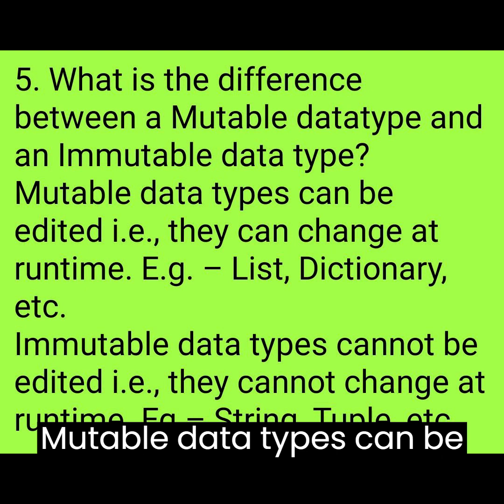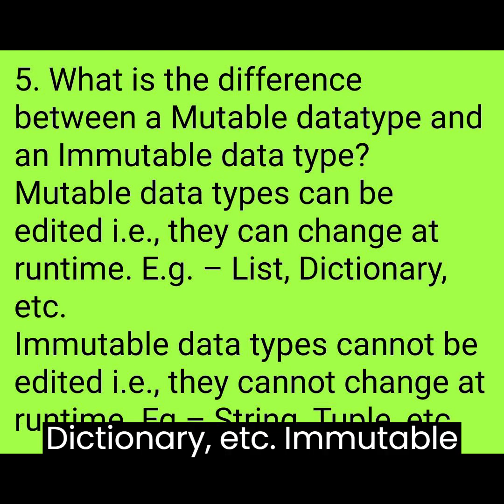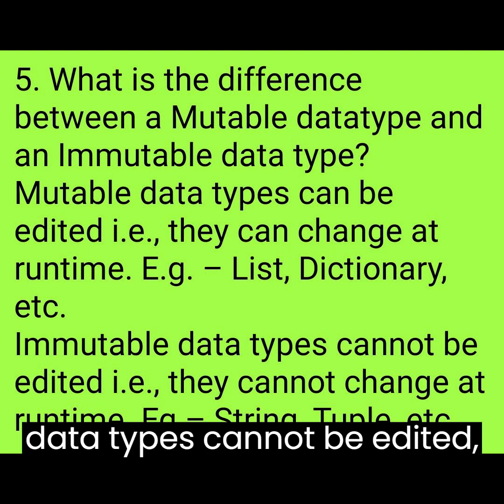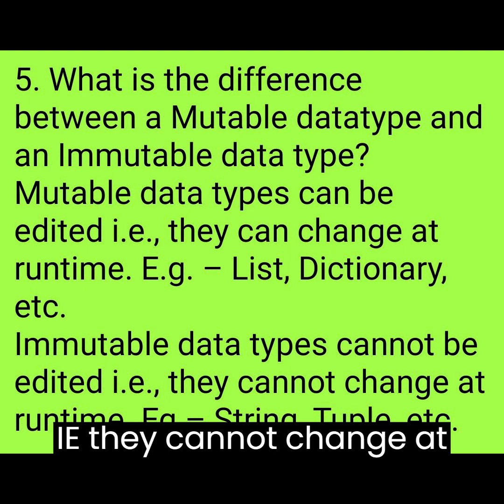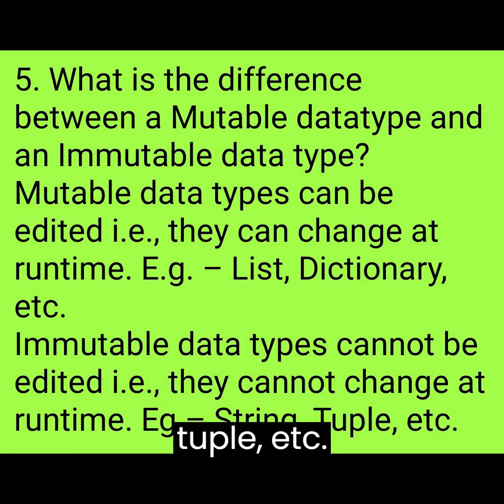Mutable data types can be edited, i.e., they can change at runtime, e.g., list, dictionary, etc. Immutable data types cannot be edited, i.e., they cannot change at runtime. For example, string, tuple, etc.